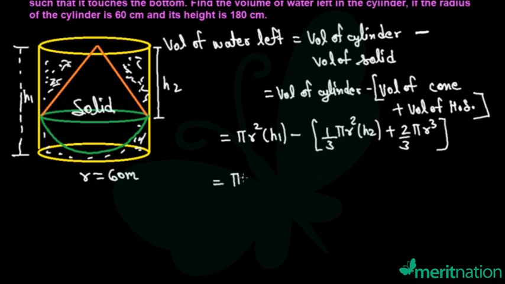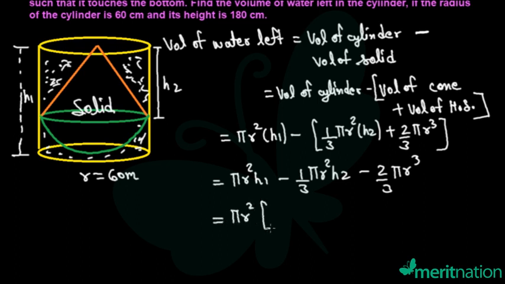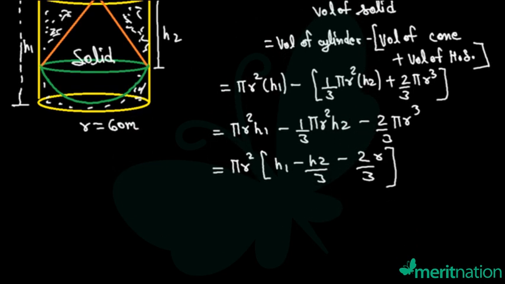So it's equal to pi r square h1 minus 1 by 3 pi r square h2 minus 2 by 3 pi r cube. From this equation, let's take pi r square common outside. So it would be equal to pi r square into h1 minus h2 by 3 minus 2 by 3 into r. This is our equation. Now let's substitute all the values.